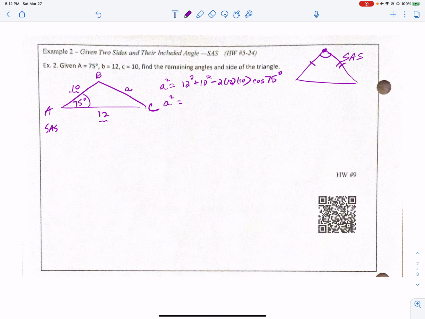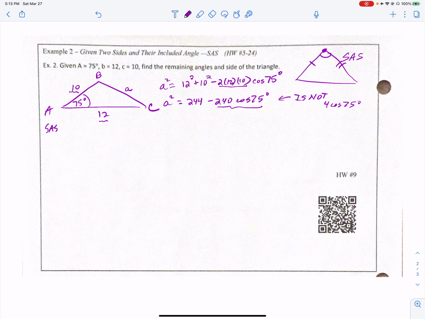The 12 squared is 144 plus 100 is 244. And then if you multiply that out, you have 120 times 2 is a minus 240 cosine of 75 degrees. The error that people make is they think they can make that 4 cosine of 75, and you can't. Because multiplication has to come before subtraction, this has to be multiplied out before you subtract from 244. This is not 4 cosine 75 degrees. It's the wrong order of operations.